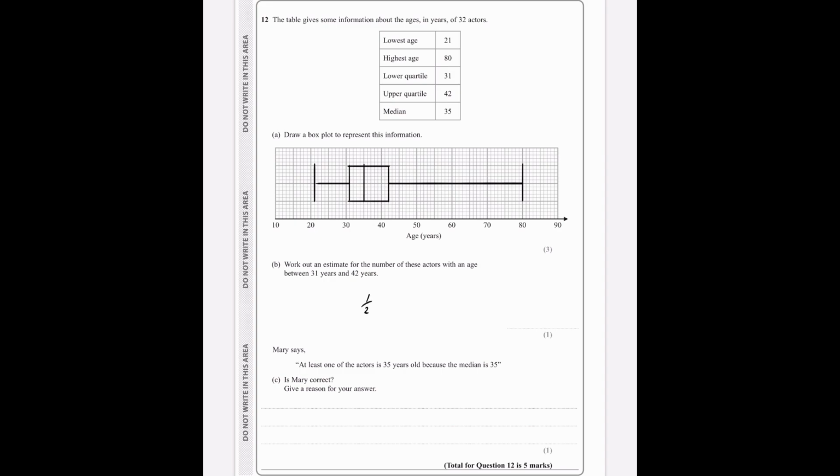Between 31 and 42, those are the 2 quartiles, so it's going to be half of the actors. There are 32 actors in total, so half of 32 is 16.